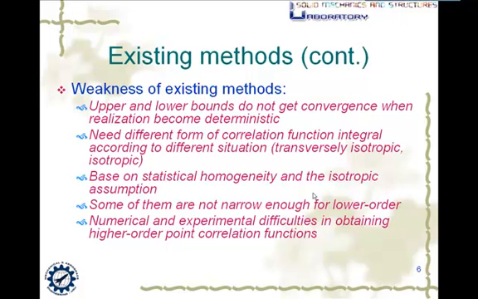The weaknesses of current methods are, first, that the upper and lower bounds do not converge when the realization becomes deterministic. The second is that they need different forms of correlation functions to integrate according to different situations. The third is that they are based on statistical homogeneity and isotropic assumptions. The fourth is that some of them are not narrow enough for lower order. The last is that the n-point correlation functions are numerically and experimentally difficult to calculate.